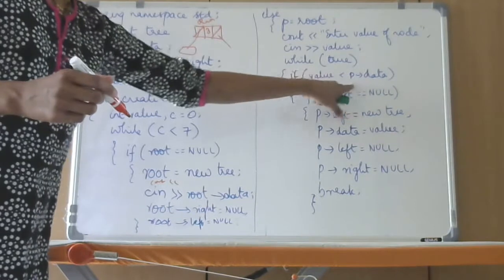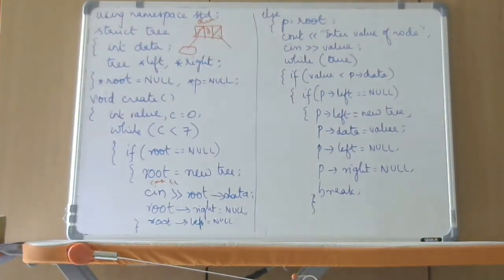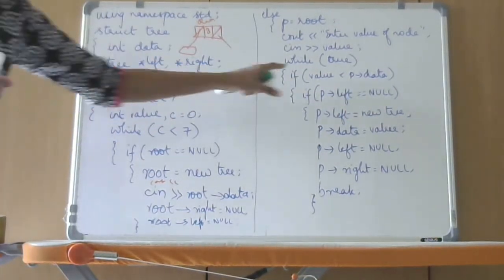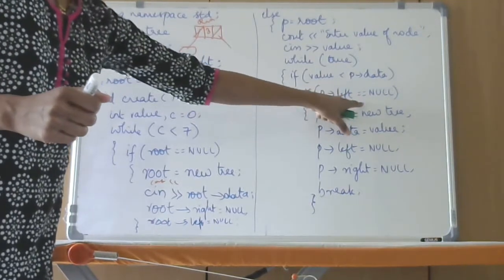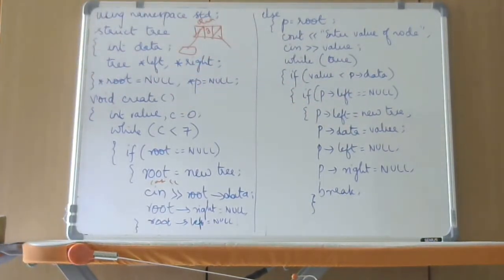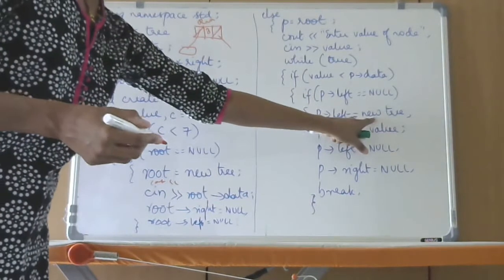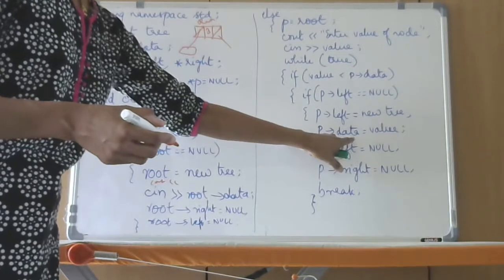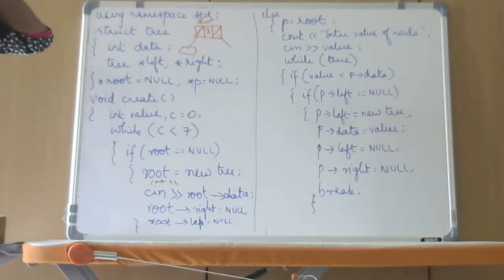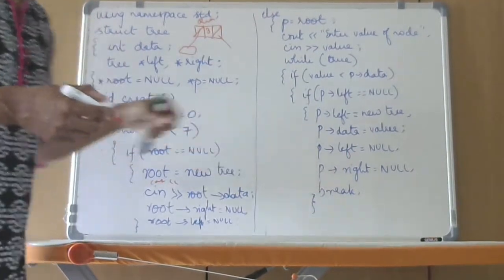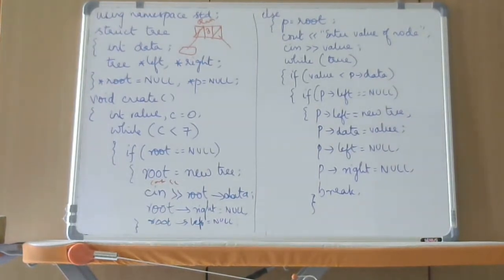That is why we are checking here if value is less than p of data. If it is yes, then we are checking if p of left is equal to null. That means there are no nodes on the left side. Then we can allocate memory. Whatever data you have accepted will become the left node. P of left is null and p of right is null, and then we break. If the value that you have accepted is less than the root.